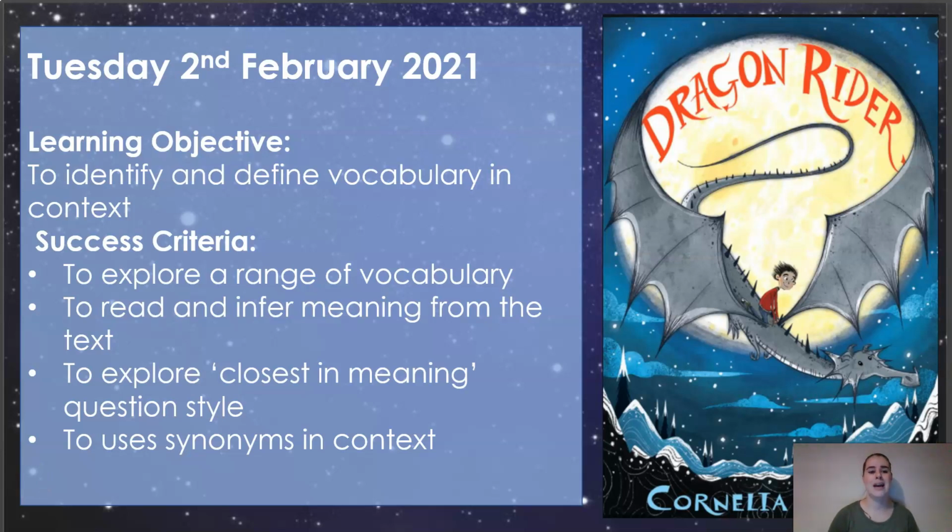So today we're going to look at identifying and defining vocabulary in context. We're going to be using a lot of synonym work today to try and work out alternative meanings to words in our text. So we're going to explore a range of vocabulary. We're going to read and infer meaning from the text. And we're going to have a look at a different question style today for vocabulary, which is called closest in meaning. This is where we use our synonyms in context to help us match a meaning with another word.